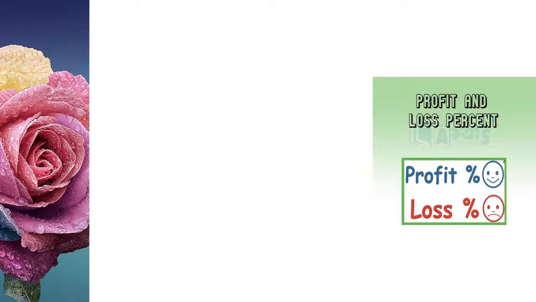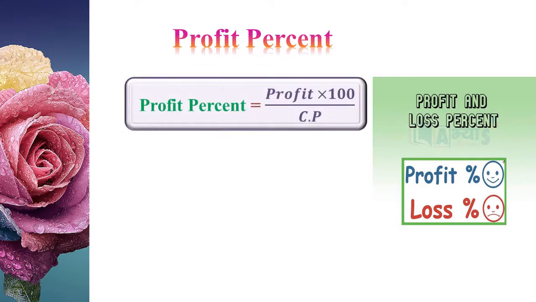Kids, let's learn how to find the profit percent and loss percent. Let's begin with how to find profit percent. We know that profit equals selling price minus cost price. The profit percent is the profit earned on every 100 rupees of the cost price. It is always calculated on the cost price of the article. So, profit percent equals profit into 100 by cost price.